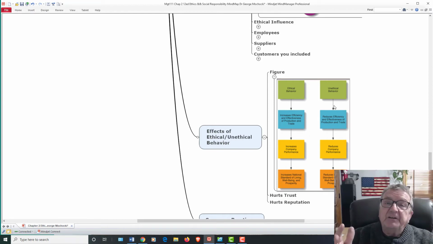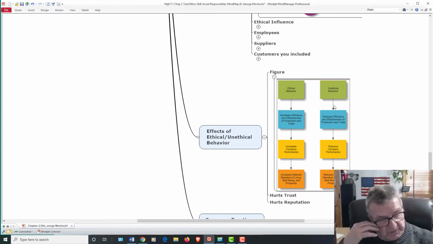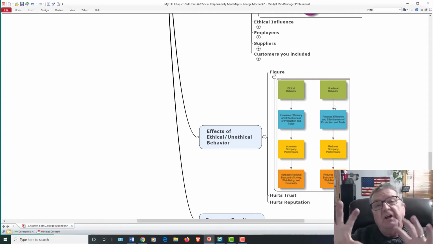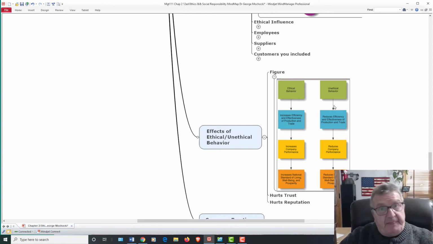Okay, effects of ethical or unethical behavior. Okay, again with the figure, behavior increases efficiency. If it's ethical, I feel good about myself. People like coming shopping, working there. Unethical behavior, I think I'm being ripped off. And if I'm looking at the different way people talk about each candidate, which way they're looking at.